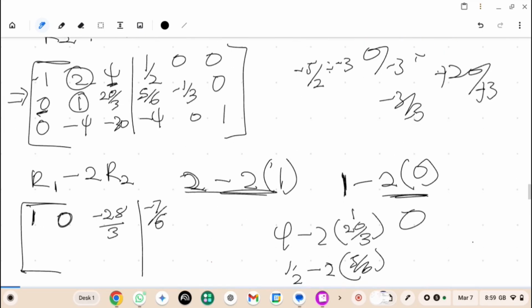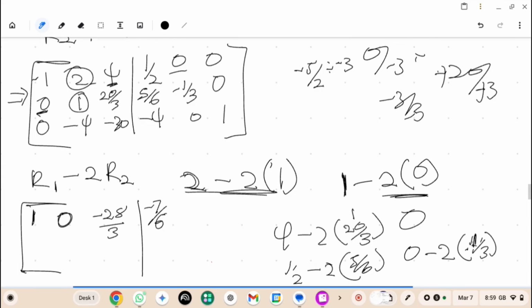So our next element here is 0. So we say 0 minus 2 row 2, 1 on 3 is negative 1 on 3. So that gives us 2 on 3. So you have 2 on 3 here. We work on this. Here is 0, so definitely our answer will be 0. Got 0 here. Other elements remain the same.